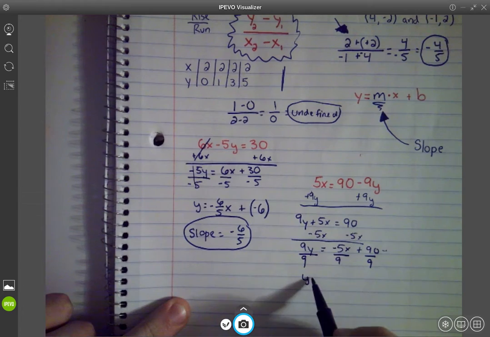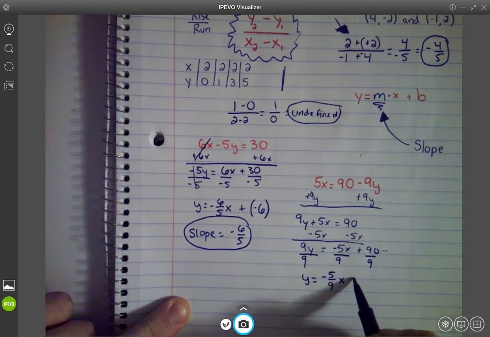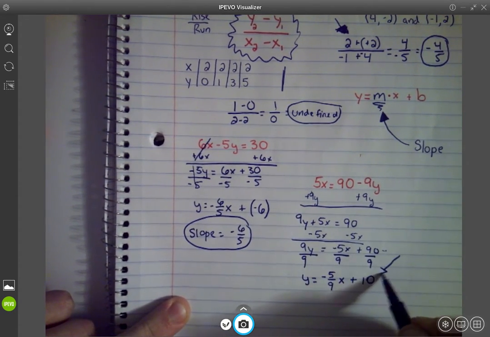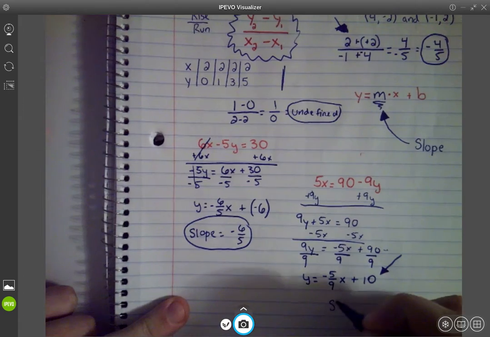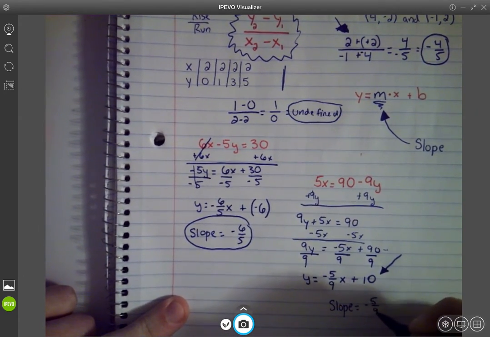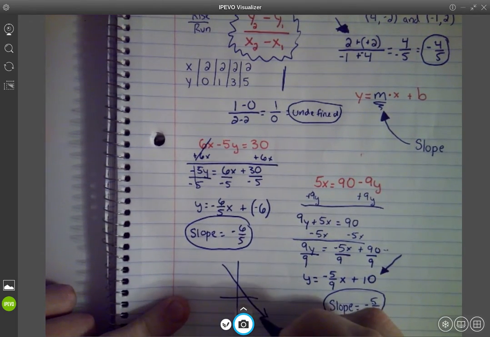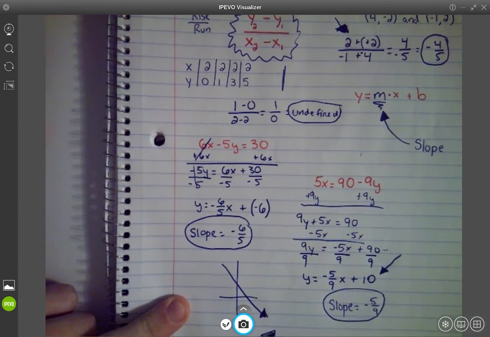And we get y equals -5/9 x plus 90 divided by 9 is 10. We'll talk about what this number represents in future problems. It's the y-intercept, where it goes through the y-axis. But for the slope, which is what we're talking about today, that is going to be -5/9. And again, a negative slope is going to be down and to the right. Positive slope is going to be up and to the right. And a zero slope would be to the right and flat.